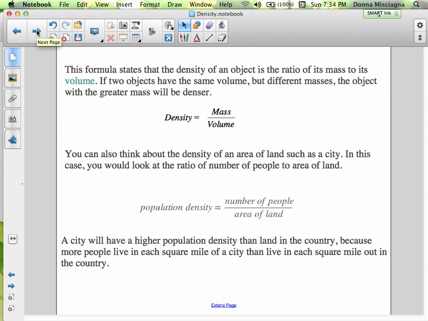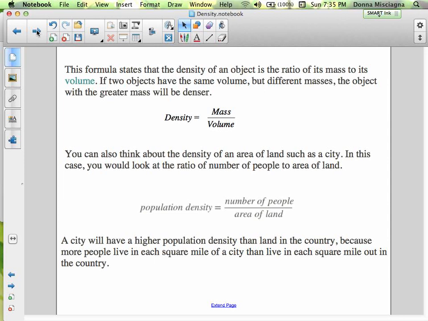And there we go. So the formula states that density of an object is the ratio of its mass to its volume. If two objects have the same volume but different masses, the object with the greater mass will be denser. You can also think about density of an area of land, such as a city. In this case, you would look at the ratio of the number of people to the area of the land. And it doesn't have to just be land, it could be in a room, right? That's space. And so a city will have a higher population density than land in the country because more people live in each square mile of a city than live in each square mile out in the country.